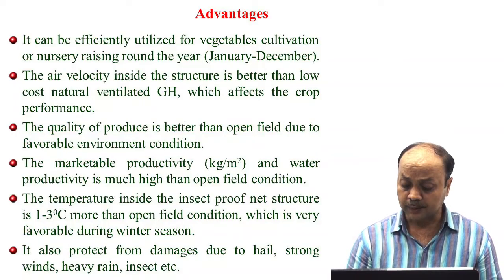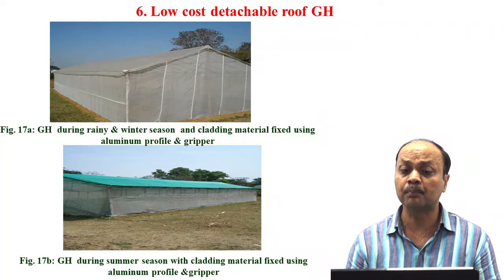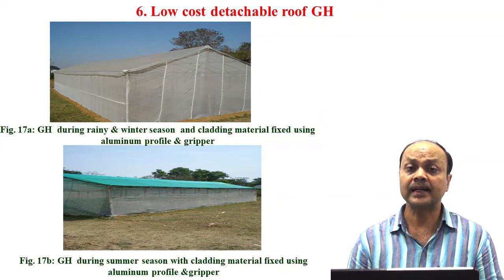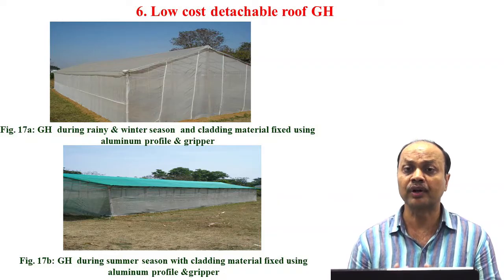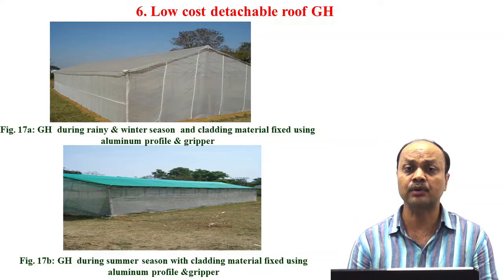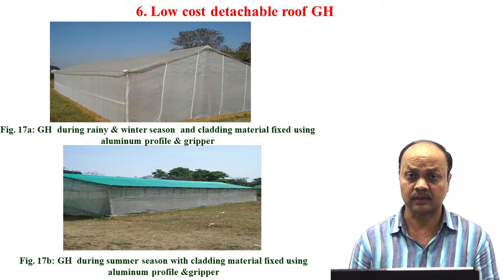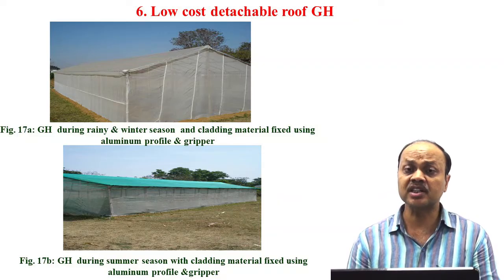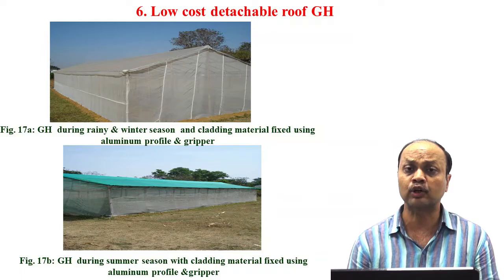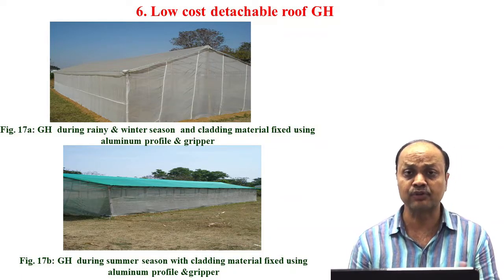Based on all these works, we have developed the low cost detachable roof greenhouse. As I told you, a greenhouse is perfect during winter or rainy season, but during summer season I suggested that we can go for drying or soil solarization. In case of the shade net structure, if you are growing tomato and capsicum, normally in vegetables we take tomato and capsicum, apart from cucumber and some flower crops that you take in greenhouse structure.